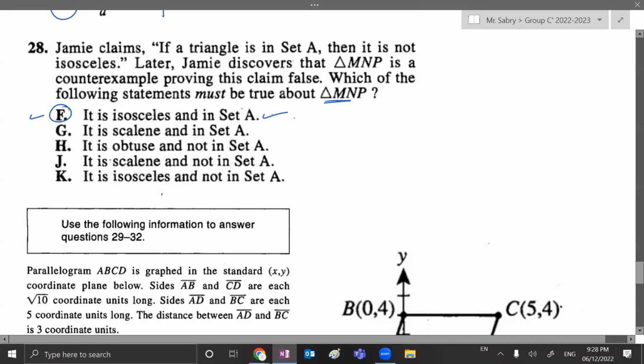Now, what does the word scalene mean? It's a triangle that has no sides that are equal to each other. Obtuse means it's a triangle that has one angle that's bigger than 90. That's what we call an obtuse triangle, an angle that's bigger than 90. And then scalene again means there are no sides equal, and isosceles means two sides are equal to each other. But then F must be the correct one.